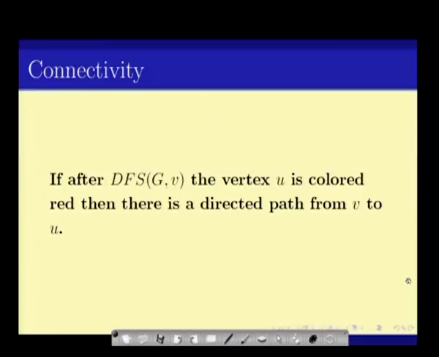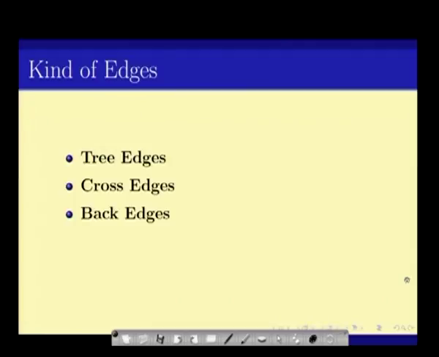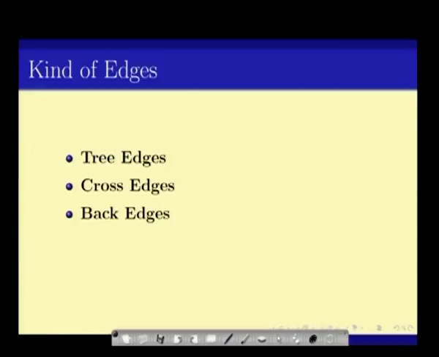An important thing here is that at the end, if all of them are colored, that means all the vertices are reachable from this vertex V, from where we started. The other part is that there are three different kinds of edges, namely the tree edge, cross edge and back edge. We will take a short break now. We will come back and look at it in much more detail after the break.